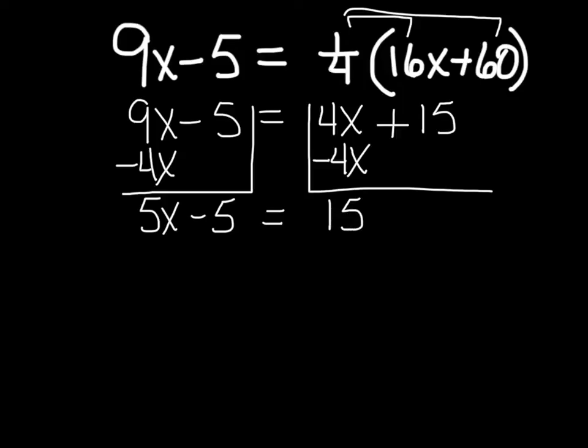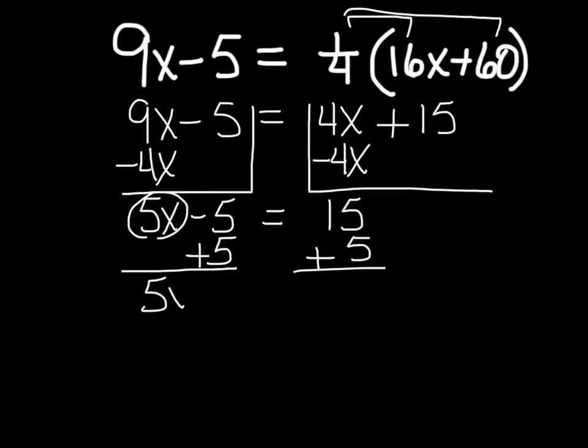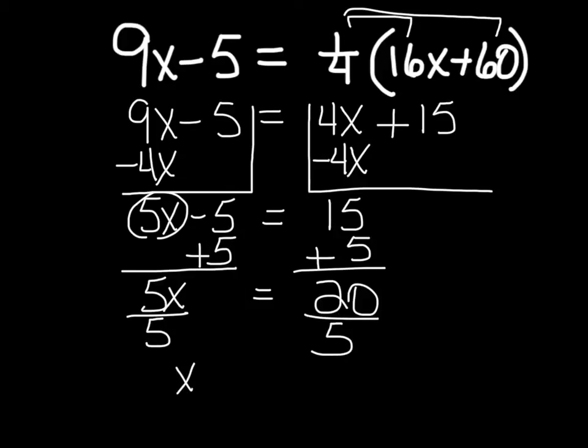Now this just becomes a two-step equation. We need to isolate our term with our variable, which is 5x. We need to get that isolated, so we're going to add 5 to the left. So we add 5 to the right. So we have 5x equals 20. Now we're going to divide both sides by 5. We have x equals 4, and that is your solution.